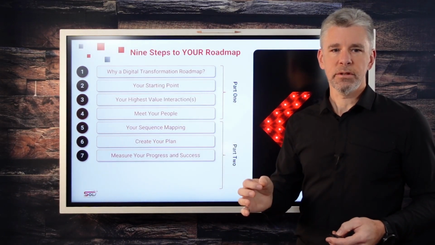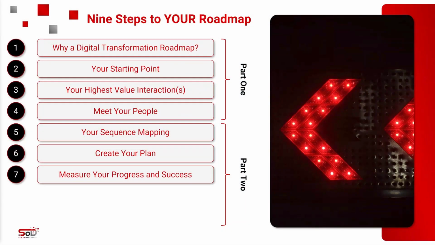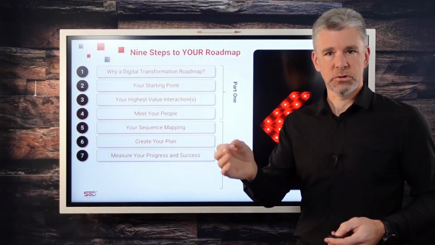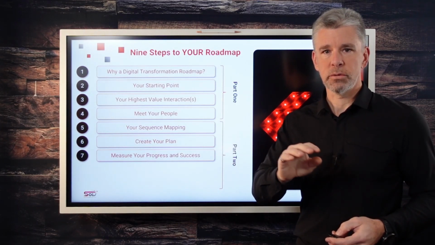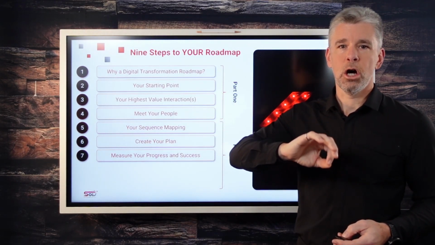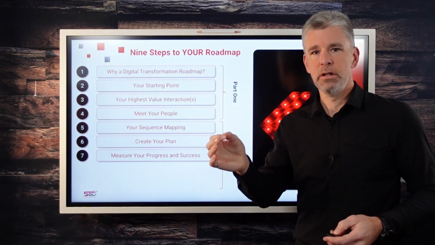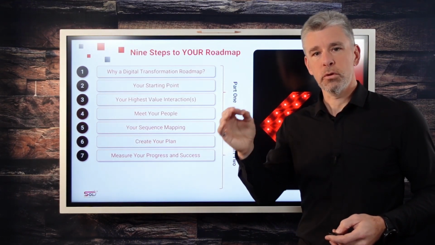And step number 7 is you need to measure the progress. You need to measure the success or some challenges you may have through your plan during the implementation, but you need to do that up front, not waiting for when it happens. You need to plan for your plan.